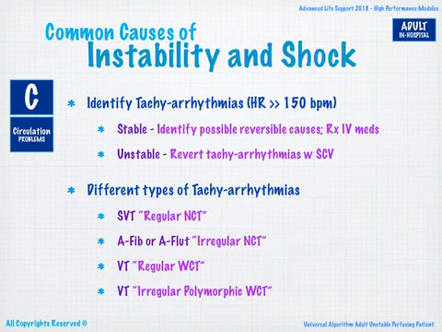Under C also, we now consider the things which are common for the advanced life support course, which are the tachyarrhythmias and the bradyarrhythmias. Now, we can identify tachyarrhythmias very easily. We notice that the patient has a heart rate of more than 150 beats per minute. And in tachyarrhythmias, there are generally two big groups.